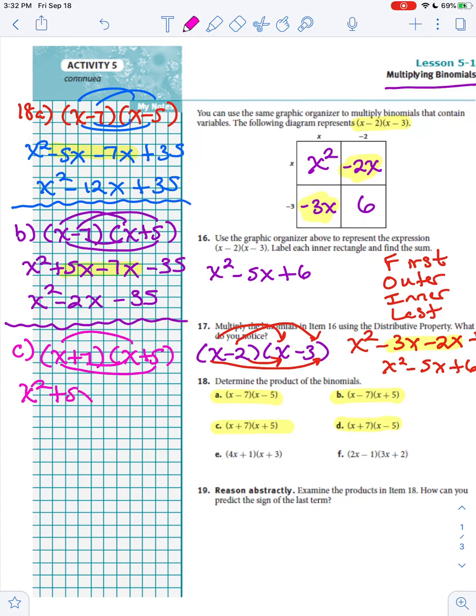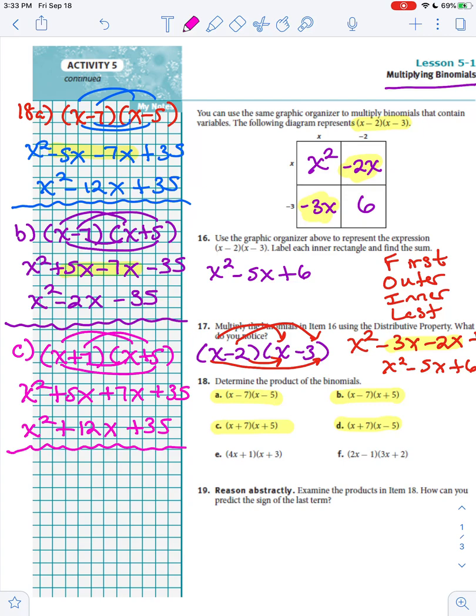We get outers plus 5x, and inners plus 7x. You might be able to just do that part in your head. And then 7 times 5 would be 35. So we have x squared plus 12x, if we add those terms together, and plus 35. So notice that all of our terms were also positive.